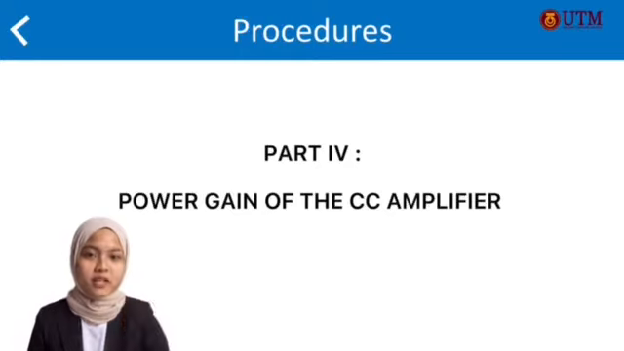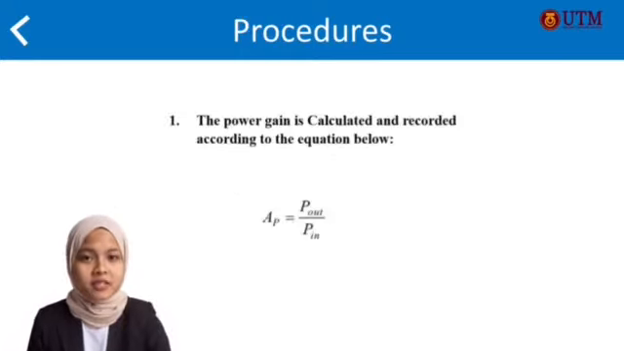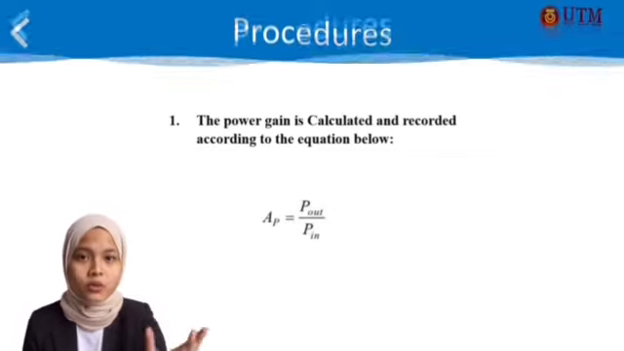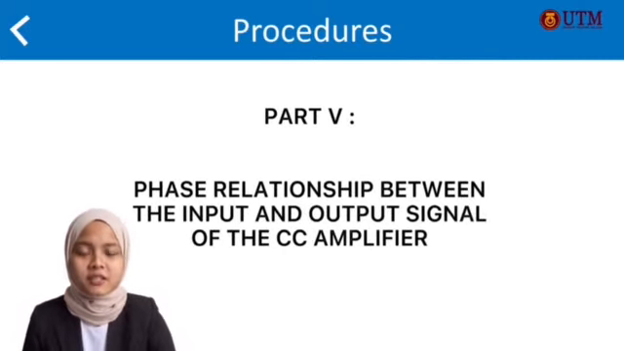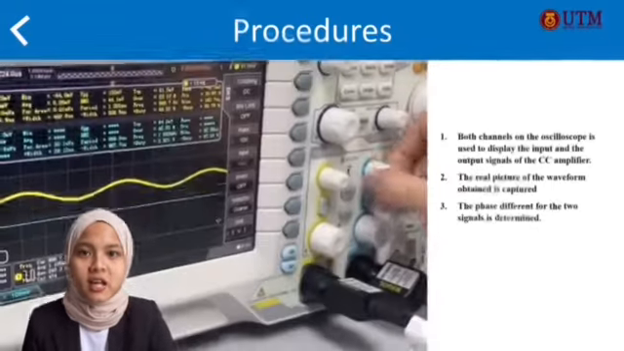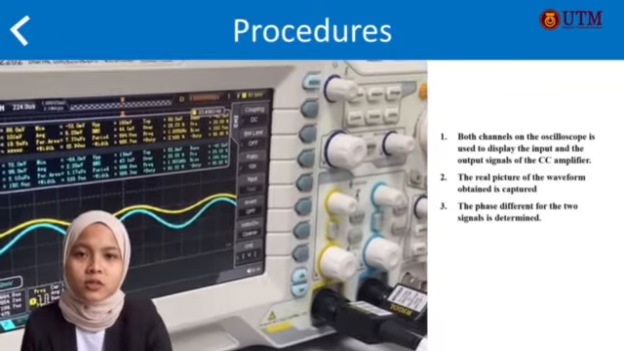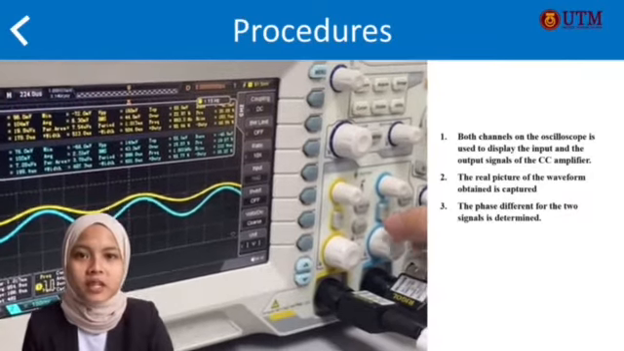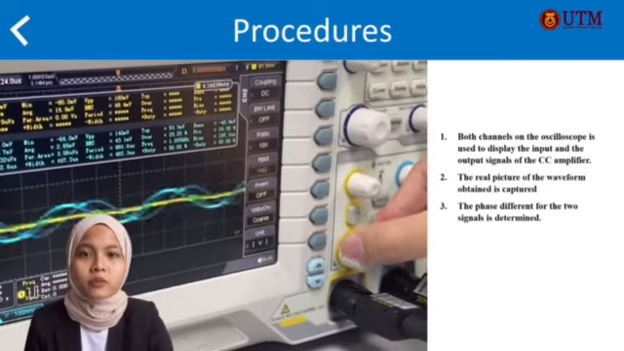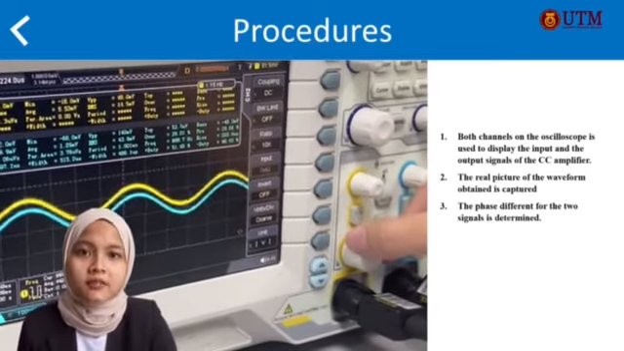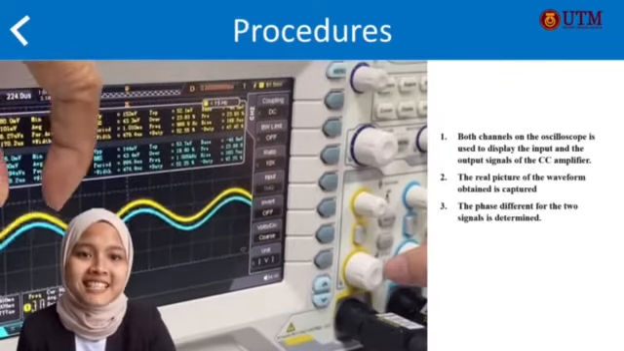For part 4 of the experiments, we calculated power gain of the CC amplifier. First, the power gain is calculated and recorded according to the equation below. Lastly, in part 5 of the experiments, we determine the phase relationship between the input and output signal of the CC amplifier. Both channels on the oscilloscope are used to display the input and the output signals of the CC amplifier. The real picture of the waveform obtained is captured. The phase difference for the two signals is determined.